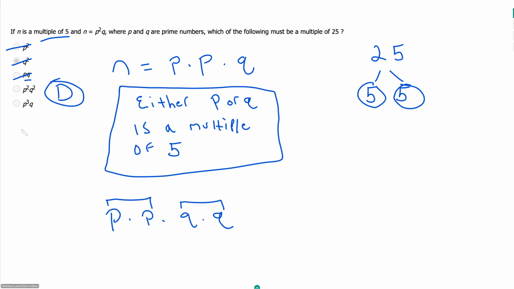E, so here we've got p cubed times q. And while I agree that if it is p that contains our 5, we'll have three 5s, which is more than we're looking for, if it's q that contains the 5 and it's only one 5, that's not going to be enough. We're looking for two 5s. So D.